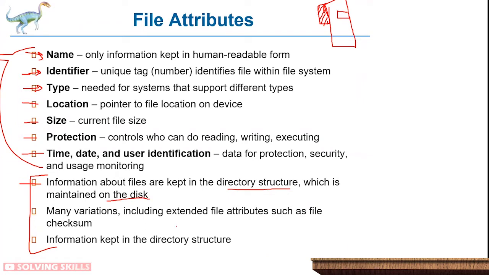Many variations exist, including extended file attributes such as file checksum. These kinds of attributes allow you to check the files for errors, and again this information is also kept in the directory structure. So the directory structure is the main location where all the information about the files is stored: which logical block numbers this file contains, what is the name of the file, what is the ID of the file, what is the type, location, size, and other information of that file. These are all stored in the directory structure. How files are grouped together inside a directory is also stored in the directory structure.